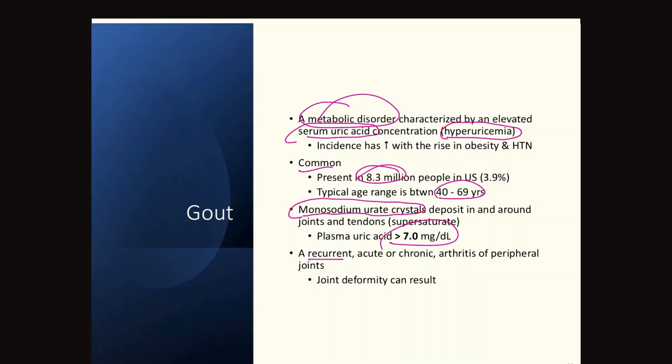It can be recurrent, it can be acute or chronic, and obviously it's going to be arthritic of peripheral joints. You can get some joint deformity if they have recurrent gout in the same joint. Remember, repeated injury causes problems, and with gout, if you constantly get it, you get repeated injury. There's some medicine you give for people who have recurrent gout. They take it chronically every day to help reduce the uric acid levels. If it's just a one-time thing, they treat the flare up, and then you kind of go from there.